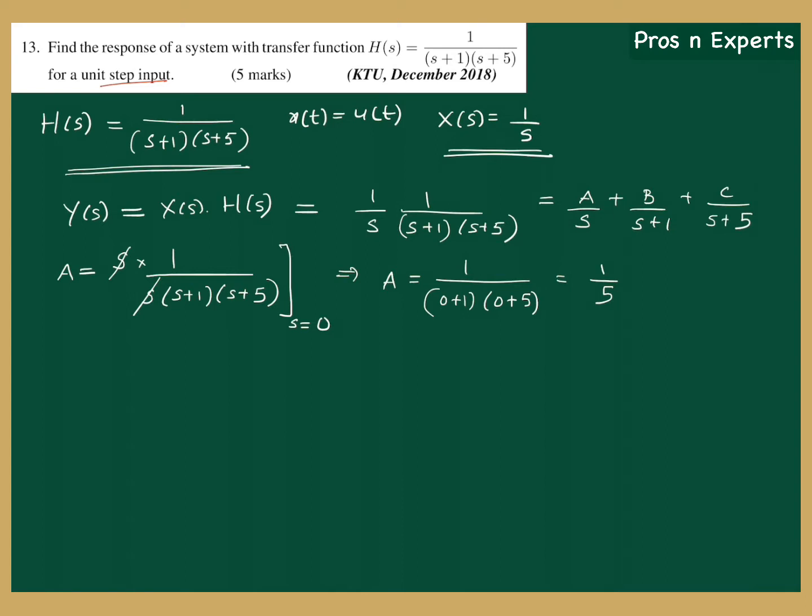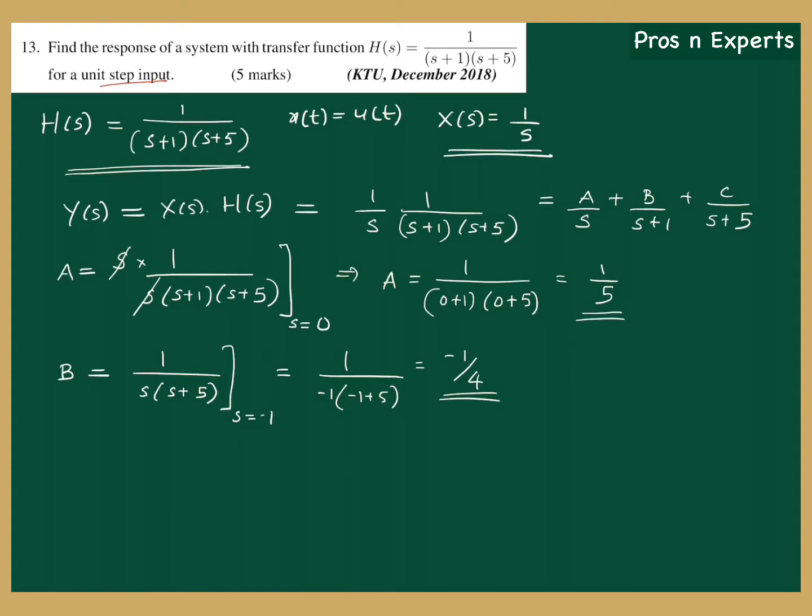In a similar fashion, let us find out the value of B. The denominator of B is s plus 1. So multiply s plus 1 with the whole transfer function. You will get only 1 by s into (s plus 5); s plus 1 gets cancelled. Now evaluated at a value which makes this term alone infinite, which is evidently s equal to minus 1. So 1 by (minus 1) into (minus 1 plus 5), which is equal to minus 1 by 4. So B equals minus 1 by 4, and A was 1 by 5.